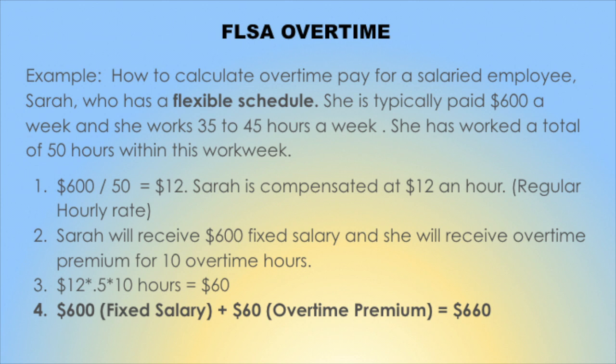Let's look at another example. Here, Sarah has a flexible work week and she's still a salaried employee, a non-exempt employee. She typically is paid $600 a week and she works 35 to 45 hours a week. And she has worked a total of 50 hours in this work week.